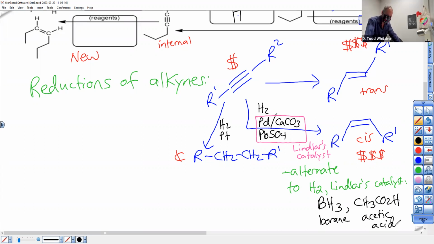I think we will do an activity 6 at the end because I forgot to do that mechanism. We will do it. So we have 2 ways to make cis alkene: H2 with Lindlar's catalyst, or BH3 and acetic acid. That could be, you know, in the red box. And the trans will be part of that activity as well.